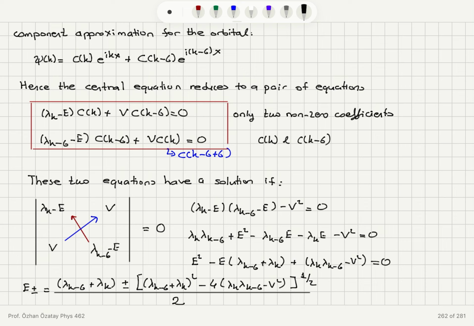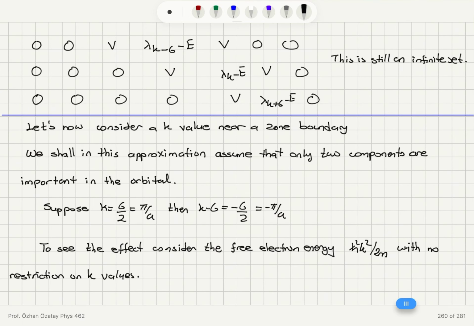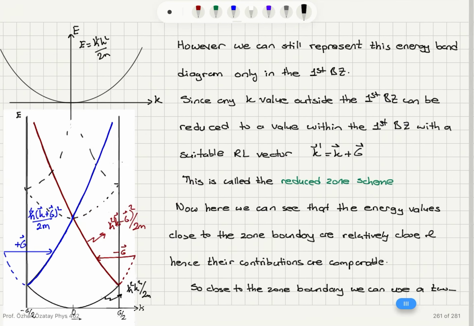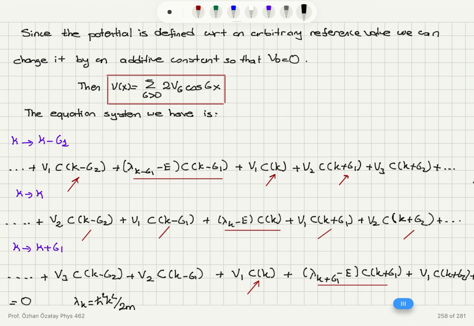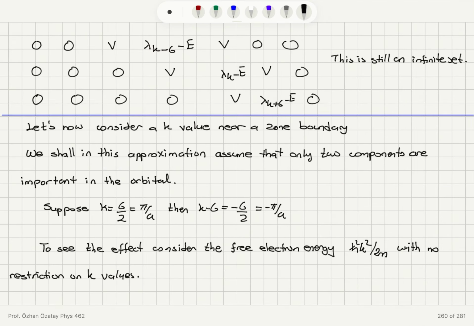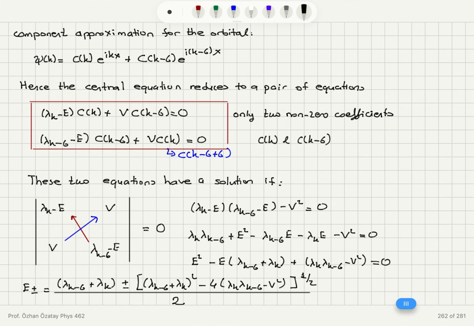Now the central equation will reduce to a pair of equations. It's going to be (λ_k − E) C(k) + V C(k−G), and (λ_{k−G} − E) C(k−G) + V C(k). So this is basically doing the same exercise for k and k−G. If you look at the first two sets of equations here, by considering V2 equals 0, V3 equals 0, etc., these two equations will give me, with the two non-zero coefficients C(k) and C(k−G), this result.